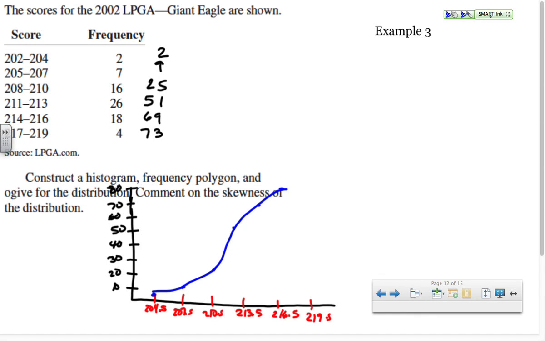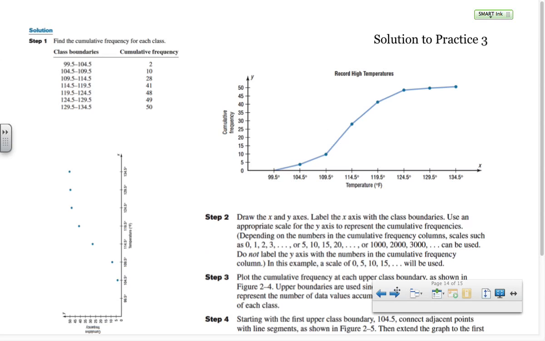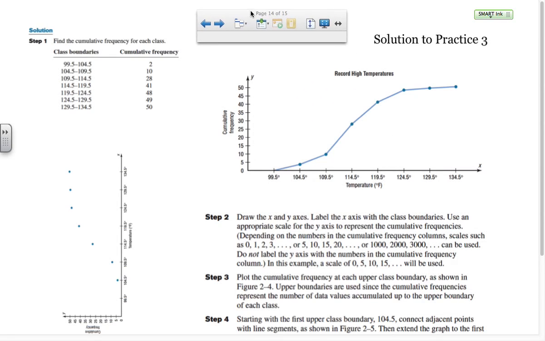So, alright. Now, here is your practice problem. Please pause, do your practice problem, then check the solution. Here's your solution. We're going to move this one completely out of the way. Alright, so there's your solution. Check it, make sure that you've got everything done right, and I will see you tomorrow.